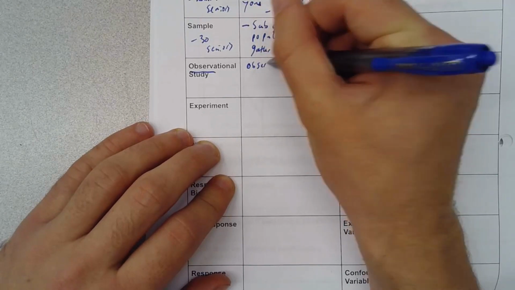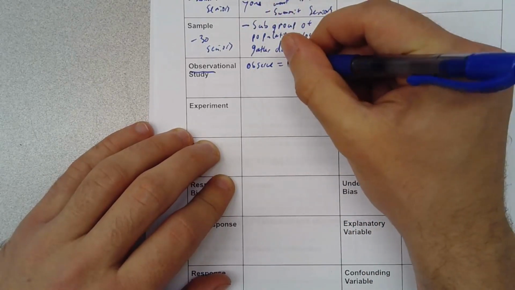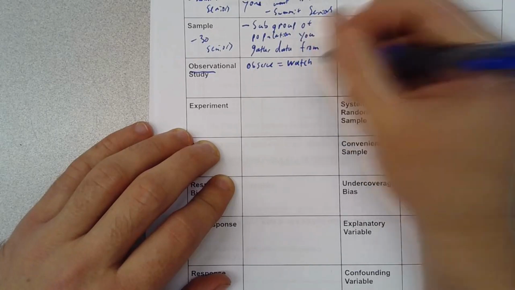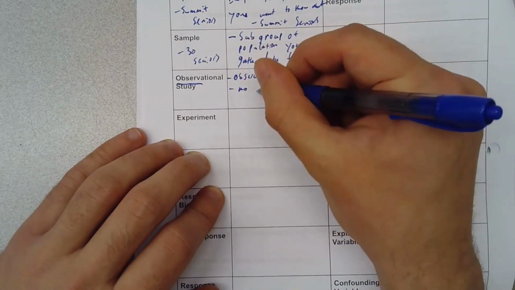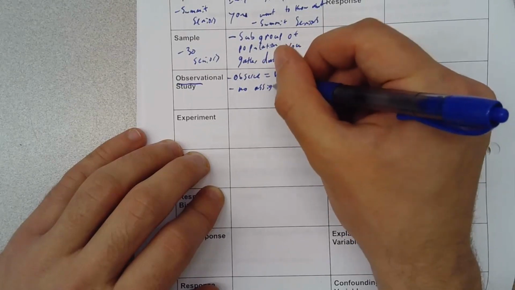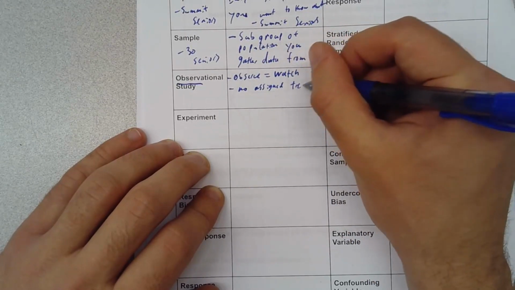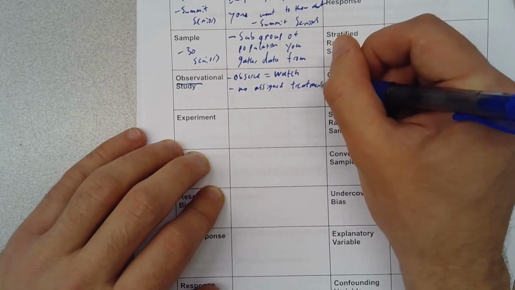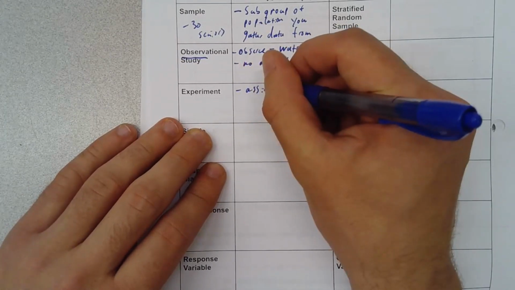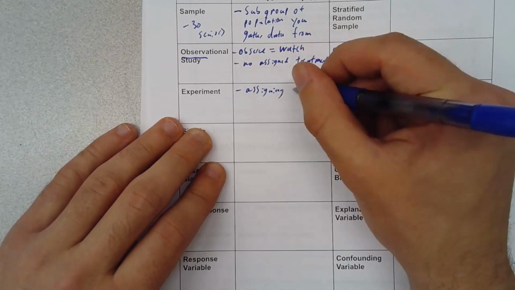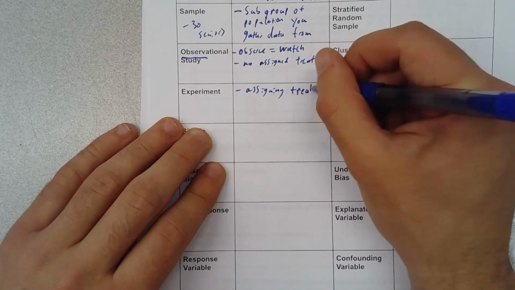Observe means watch, right? I'm gonna try to make really good handwriting for this. This is my best effort for handwriting. Okay, observe equals watch, right? So there's like no assigned treatments. That's like key to observational. Experiment, this is the opposite. This is assigning treatments.